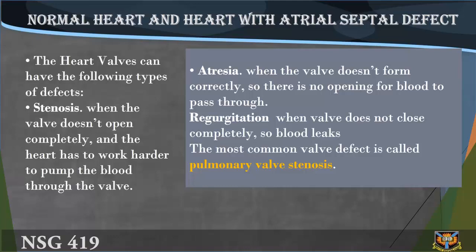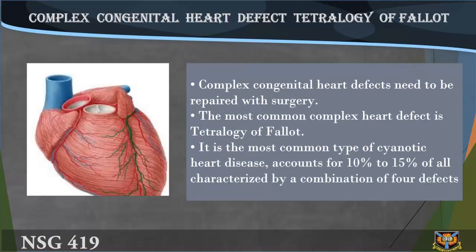Regurgitation. This is when the valve does not close completely, so blood leaks back through the valve. The most common valve defect is called pulmonary valve stenosis, which is a narrowing of the pulmonary valve. This valve allows blood to flow from the right ventricle into the pulmonary arteries and out to the lungs to pick up oxygen. Complex congenital heart defect, tetralogy of Fallot.